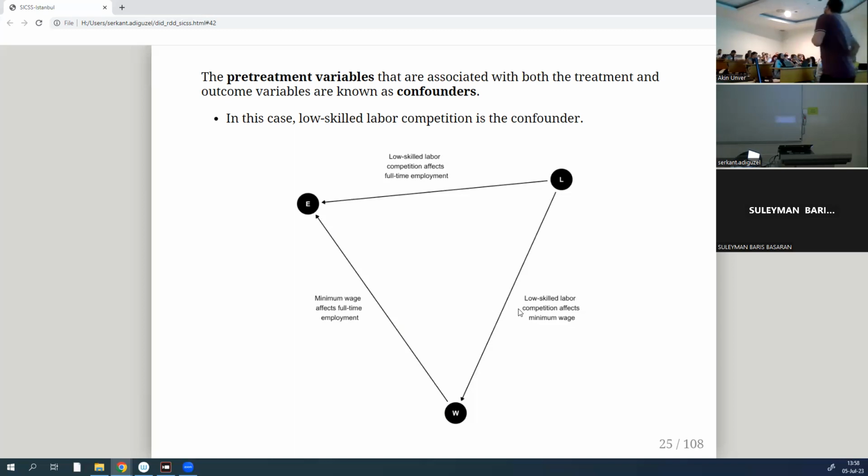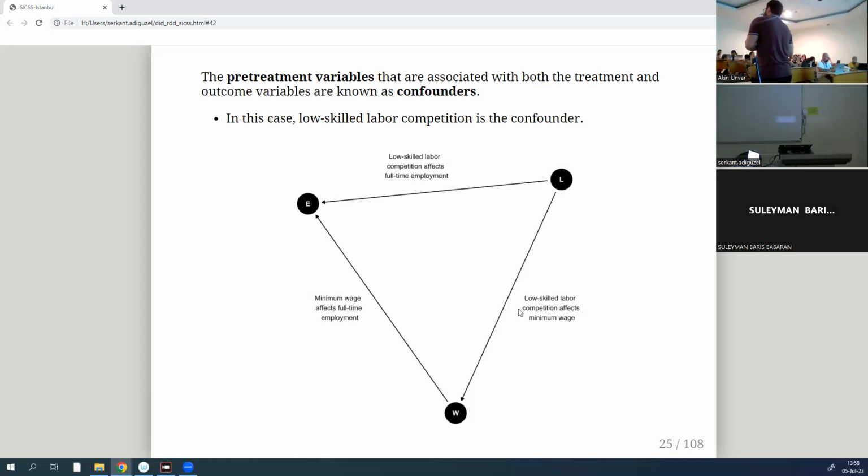Should this confounding variable have an effect on both? Yes. See the arrows? L is impacting both E and W. So any such variables that you can come up with in this particular setting are going to be known as confounders, all right? And if you just don't take them into account, then you cannot make this causal claim because this is omitted, all right? So in this particular case, low-skilled labor competition is the confounder. So confounding variables cause problems, right?